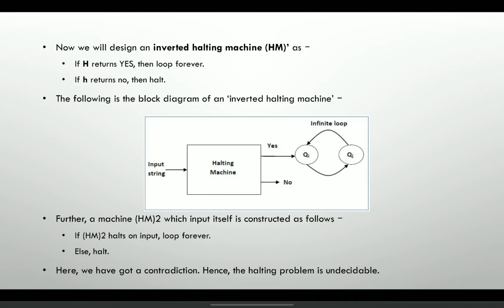Further, a machine HM2, which takes itself as input, is constructed as follows. If HM2 halts on input, loop forever. Else, halt. Here, if we see this as a whole, we have got a contradiction. Hence, the halting problem is undecidable.